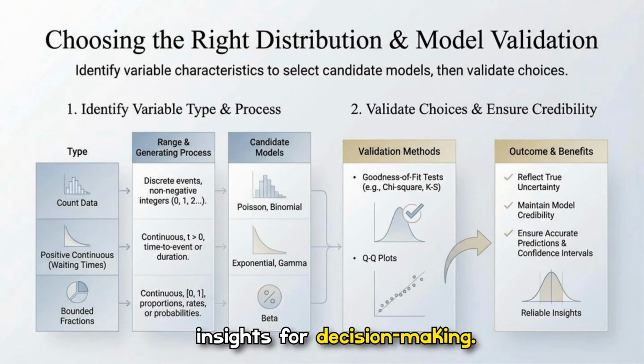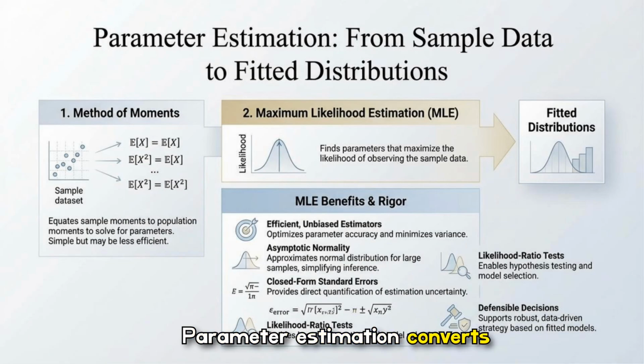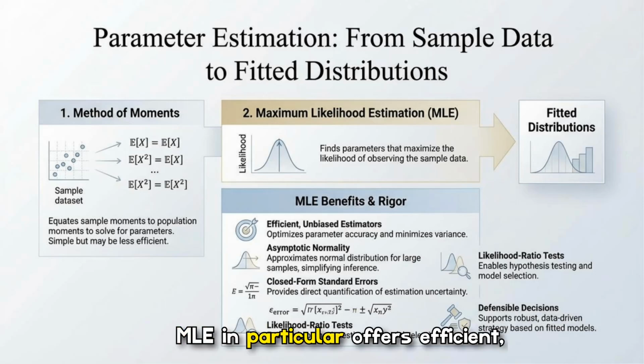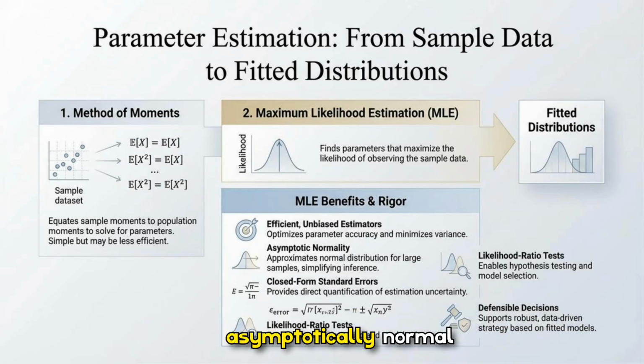Parameter estimation converts sample data into fitted distributions using methods like method of moments or maximum likelihood estimation. MLE, in particular, offers efficient, asymptotically normal estimators, closed-form standard errors in many cases, and supports likelihood ratio tests that enable principled model selection and defensible, data-driven decisions.